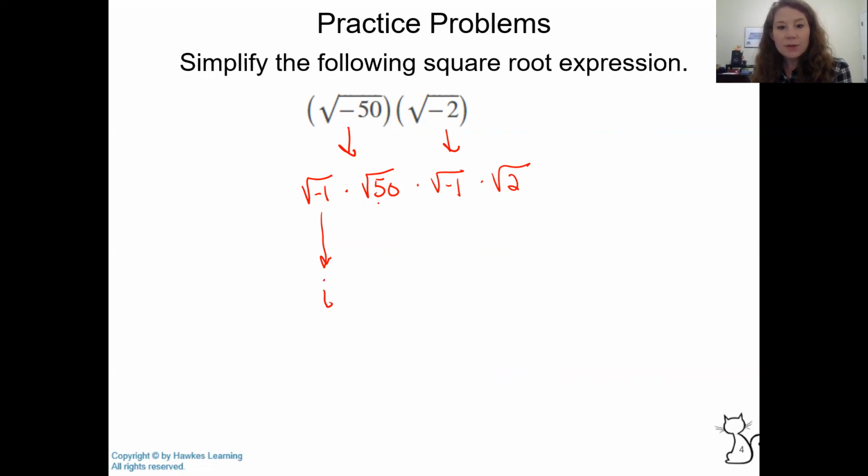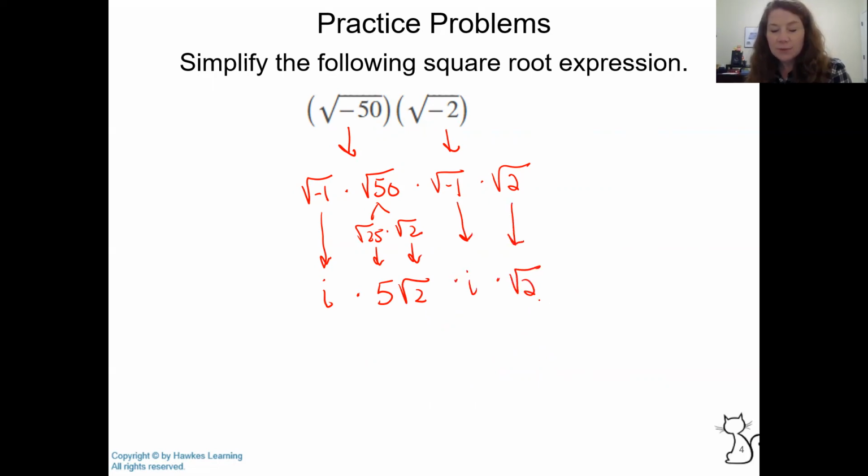We're going to say the square root of 50 is going to be 25 times 2. The square root of 25 is 5, and we can't do anything with the square root of 2. The square root of -1 is i, and this we can't do anything with, so we're left with that. Now we're going to multiply all this together.